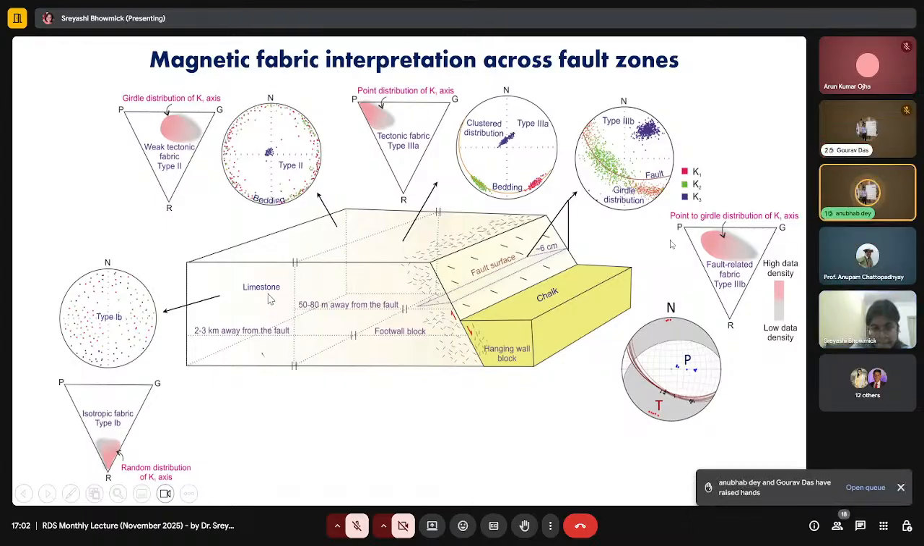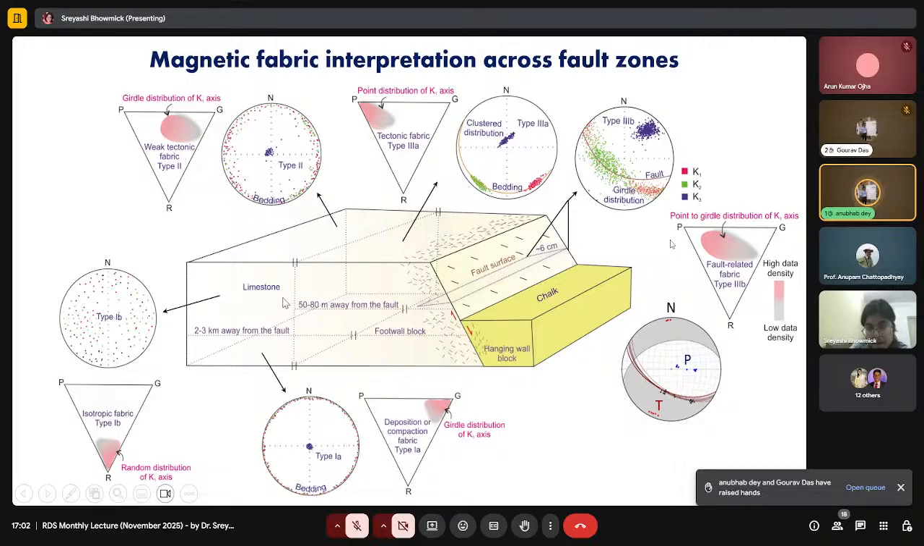Okay. Can you please explain how the clusters are forming? Like these clusters, yeah, the second one, where three clusters have been formed. Okay, so this type of clusters are related to the tectonic fabric.